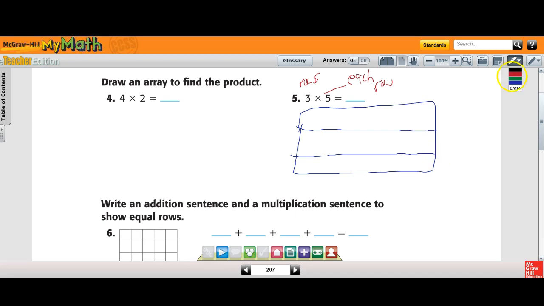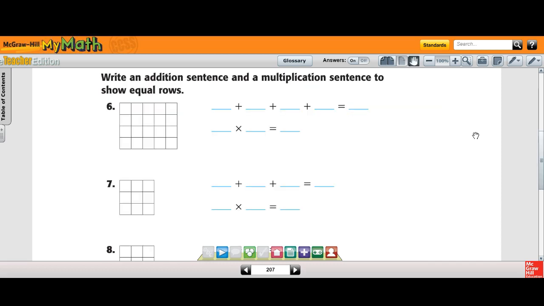Then I need 5 in each row. So I'm going to use 4 lines. 1, 2, 3, 4. And that created 5 in each one. 1, 2, 3, 4, 5, 6, 7, 8, 9, 10, 11, 12, 13, 14, 15. So obviously 3 times 5 is 15.